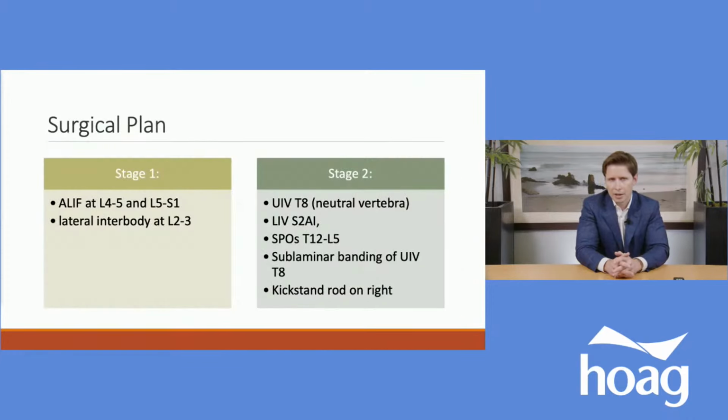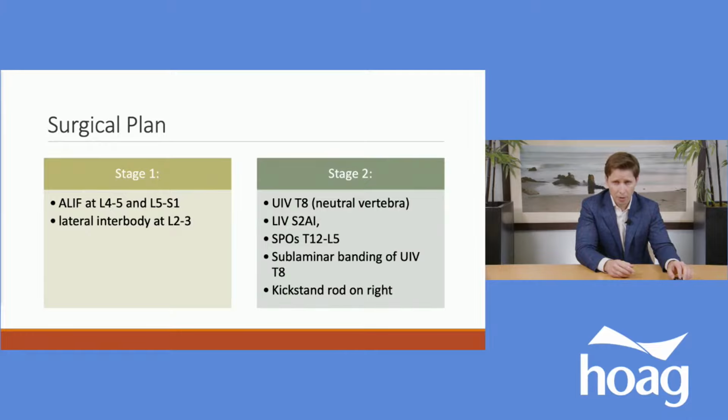The surgical plan in this case included an anterior procedure consisting of an anterior lumbar interbody fusion at L4-5 and L5-S1, along with a lateral interbody at L2-3. The second stage consisted of a posterior spinal instrumented fusion from T8 down to the pelvis, along with osteotomies from T12 down to L5, and a sublaminar band to prevent failure above the level and to accommodate for compensatory changes of the thoracic spine.